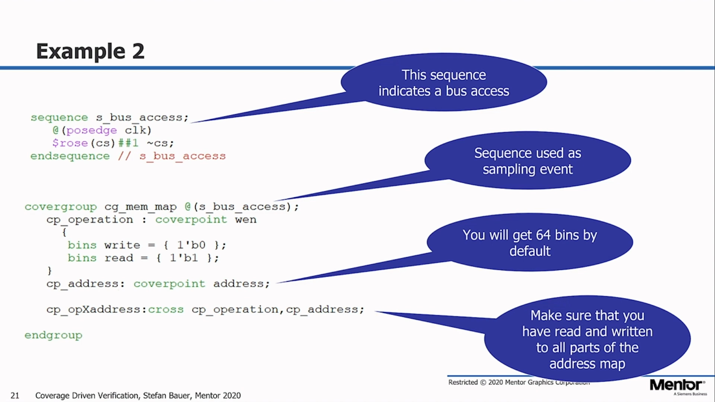So less error prone. And think about if you have multiple cross items for the same cover point. You only need to update one cover point and it's automatically applied to all the cross items.